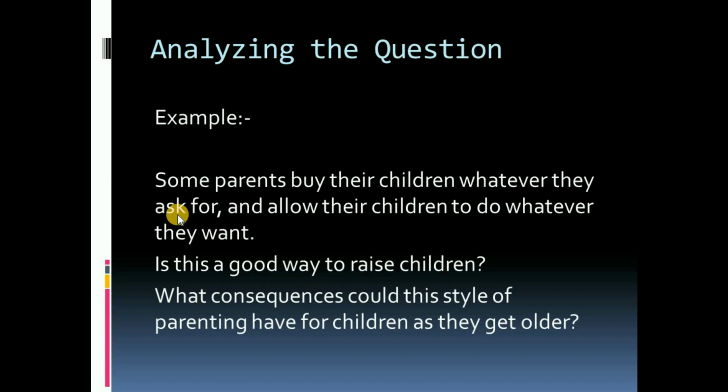Now, there's actually two parts here. Also, allow their children to do whatever they want. So, giving them too much freedom. So is this a good way, this entire approach? Then what are consequences of this style? Okay, so again, this style referring back to the first sentence there. What consequences would this have for children as they get older? You'll see these questions are very closely linked, so be careful not to repeat yourself when you're writing your answer.